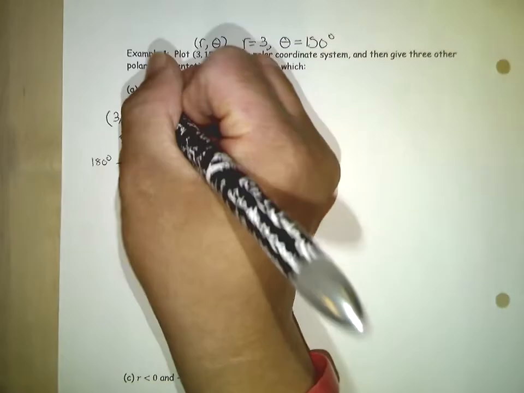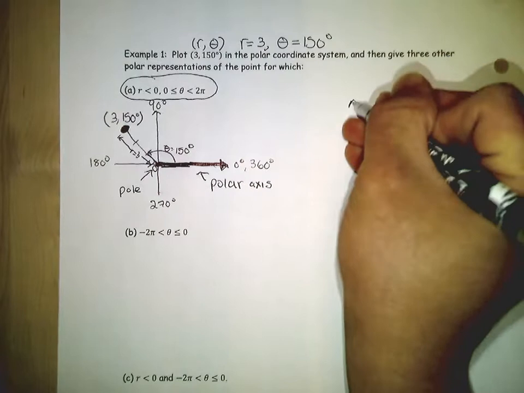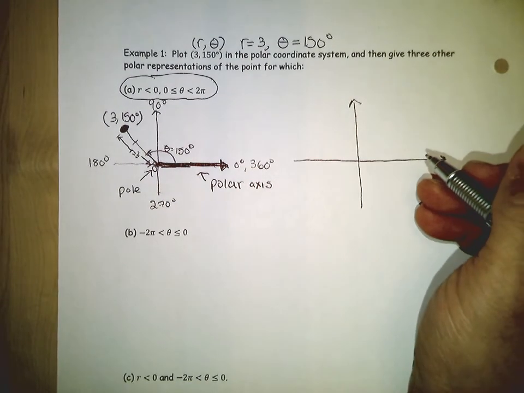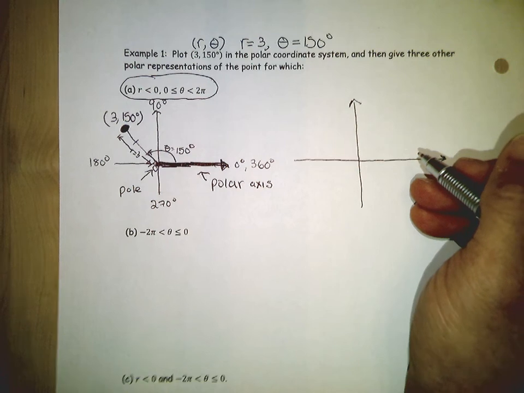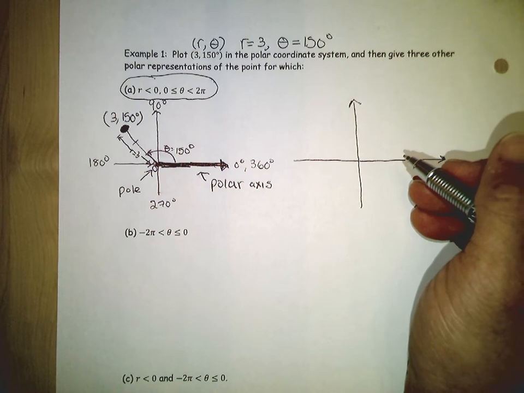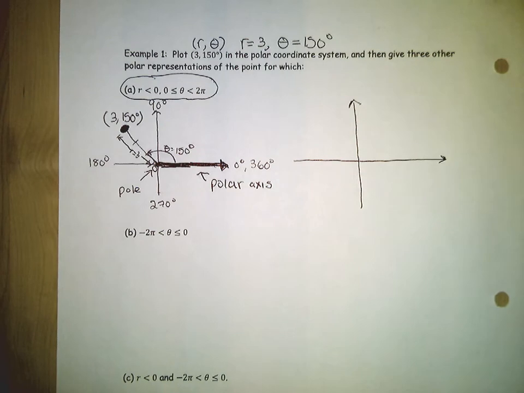All right, now let's draw another representation for this using these conditions. We want r to be less than 0. So what are we going to do? What is another way that we can write that? Well, think about this then.